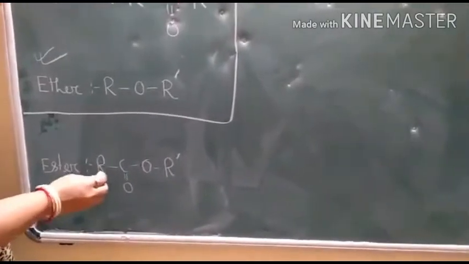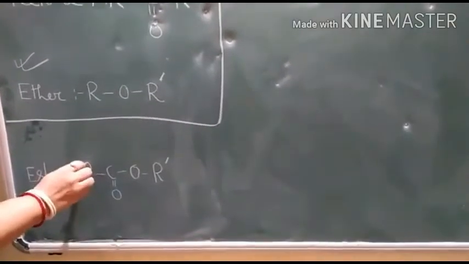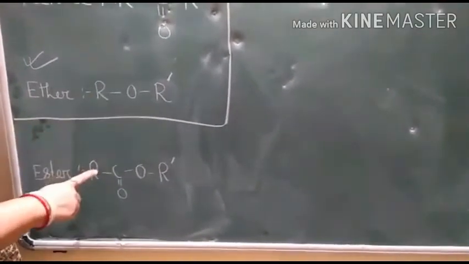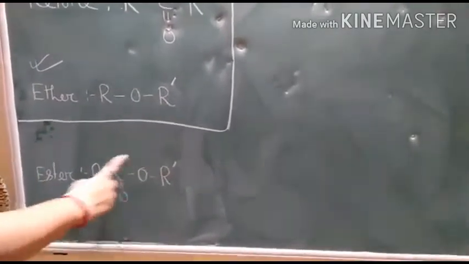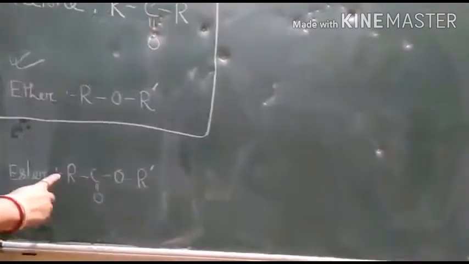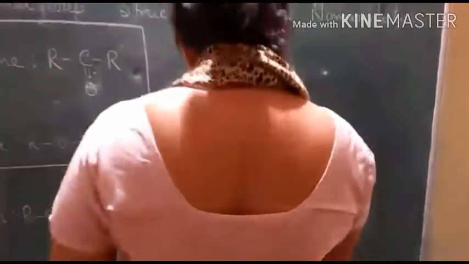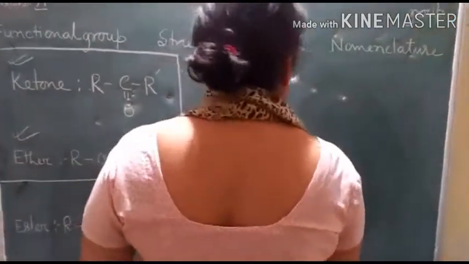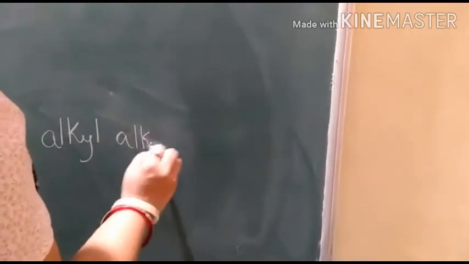The nomenclature, in the structure you can see this. In the ester functional group there will be an R group, again the same as this. The R group contains carbon, this R dash also contains carbon, and in the center there is the functional group containing carbon. If you write the suffix, it will not be related to alcohol, aldehyde or carboxylic acid. It will be a little bit different. The suffix will be alkyl alkanoate.